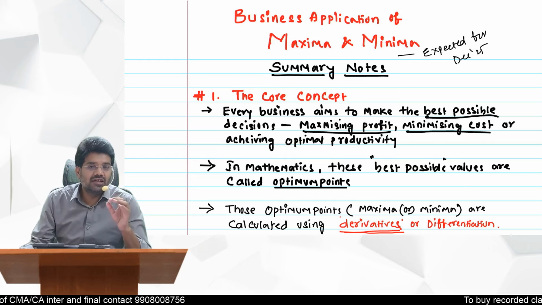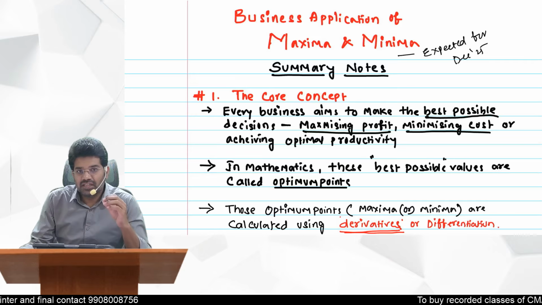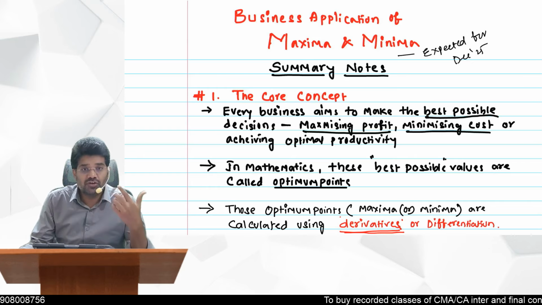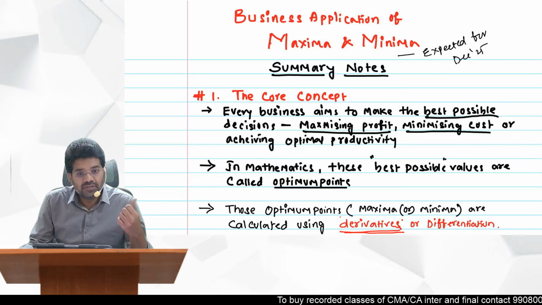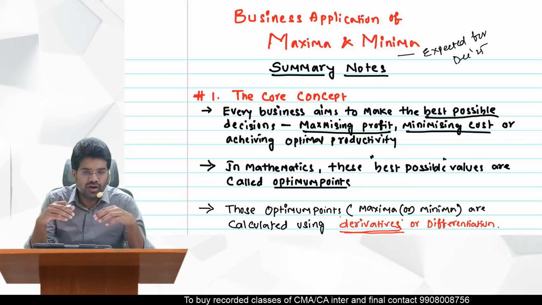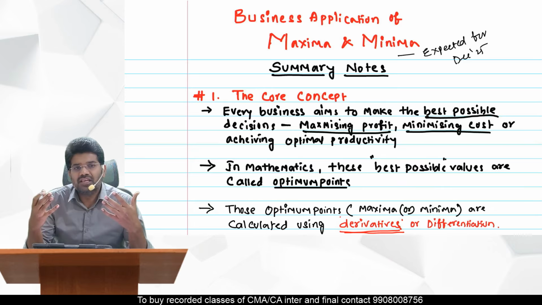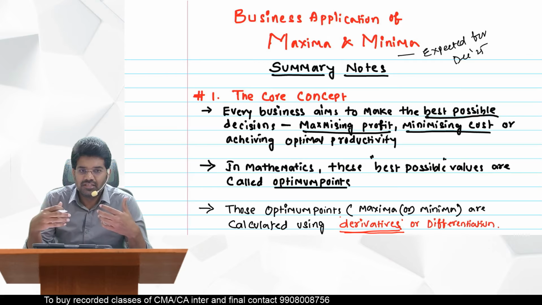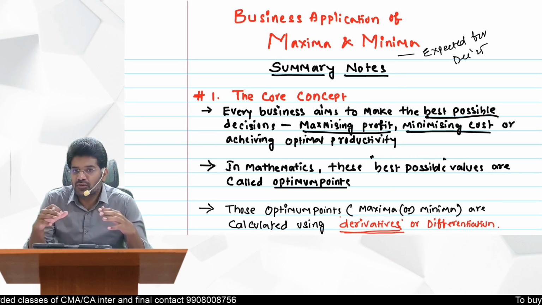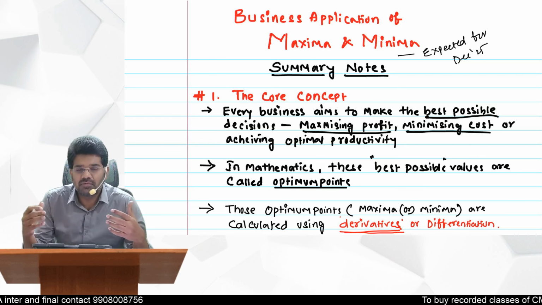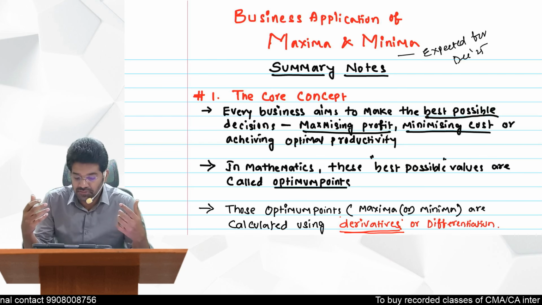So these are certain questions for which the answer is there in this particular chapter, that is business application of maxima and minima. Whatever I discussed so far are common things which you have been seeing throughout your entire costing chapters. So here also we are going to do the same thing, but with the help of derivatives. Maxima or minima is nothing but maximization and minimization.